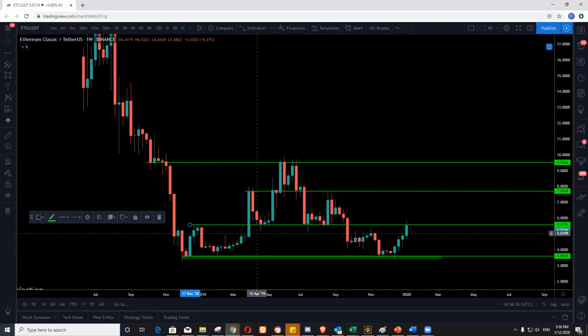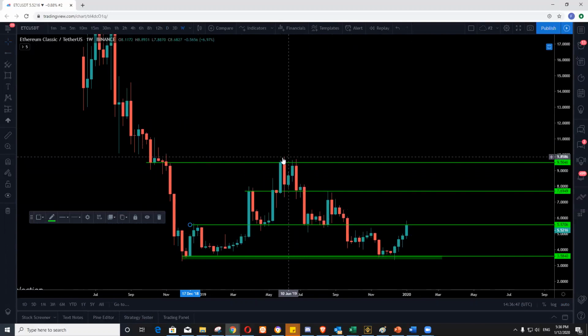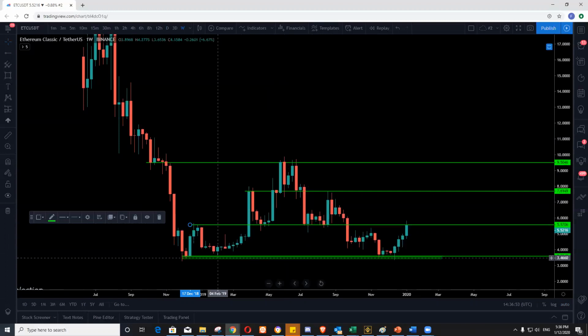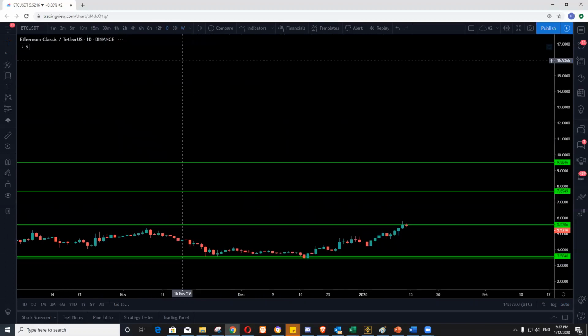For example, resistance here, breakthrough, support, support, support, support. This one is resistance, resistance, breakthrough. We break through, then it became support, support. This is the next resistance. This support held, then this support broke. This level again is validated, and those two levels of course also are validated, as we can see. Now I need to go down to the daily chart.